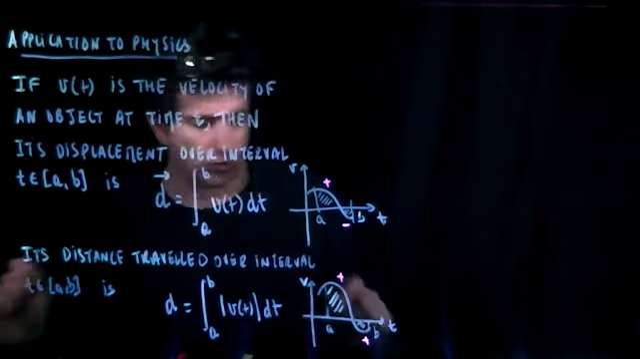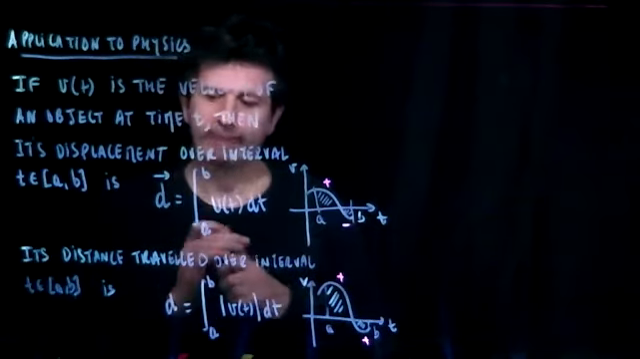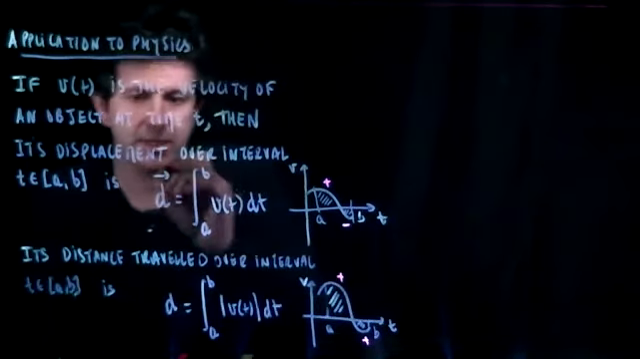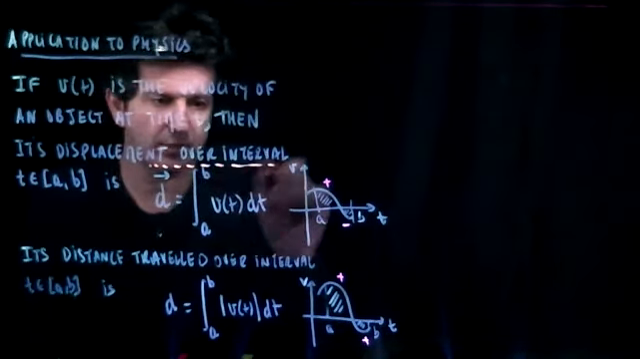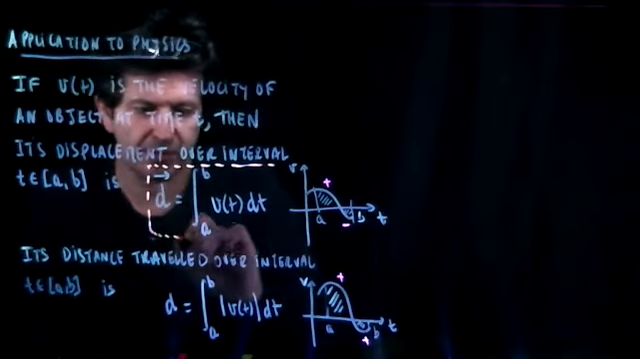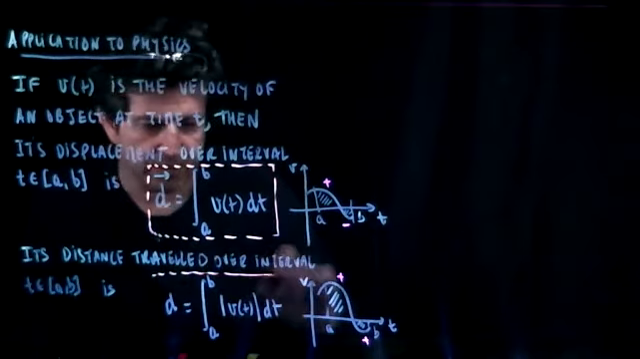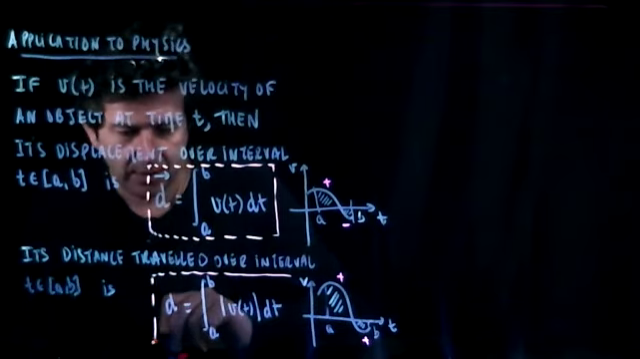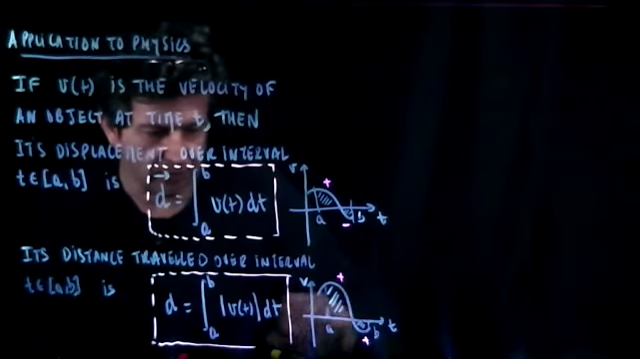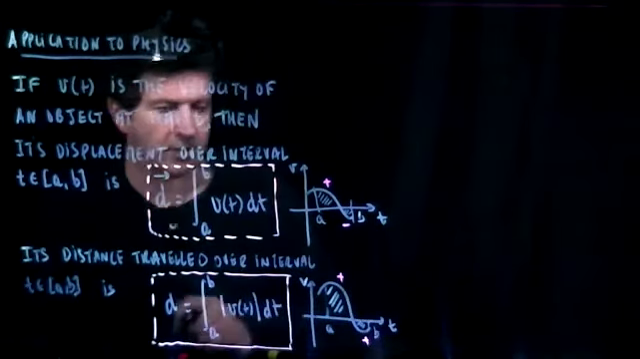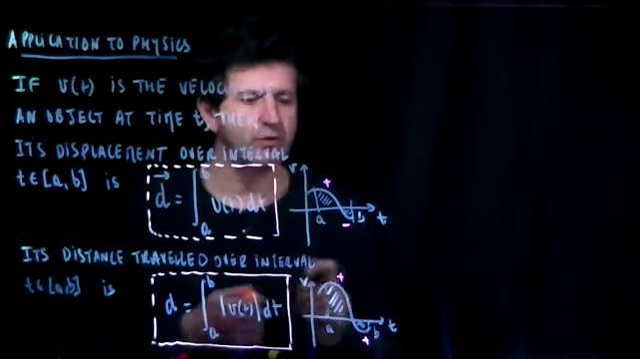Okay, so what you need to remember is this. The displacement is the antiderivative, right? The definite integral from a to b of the velocity. And the distance is the same thing, but you have to take the absolute value of the velocity. And that will give you the distance traveled.